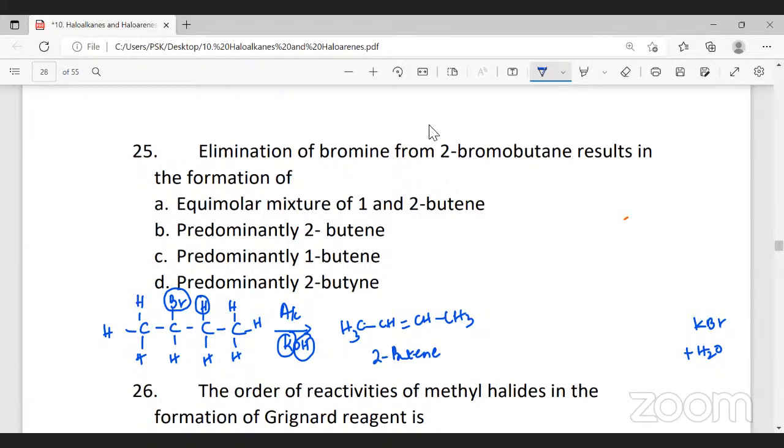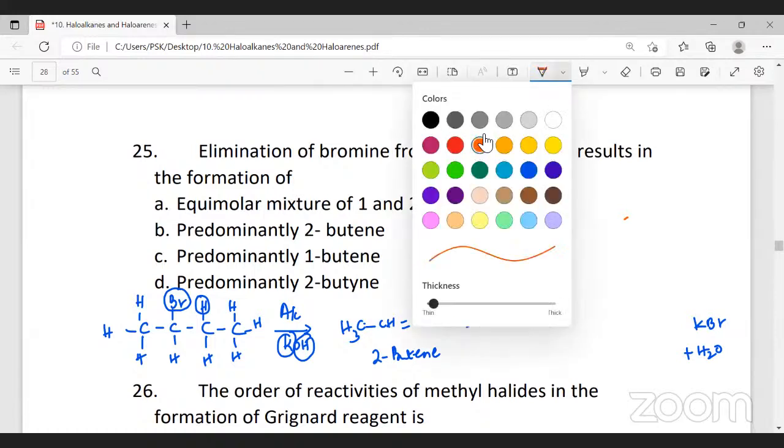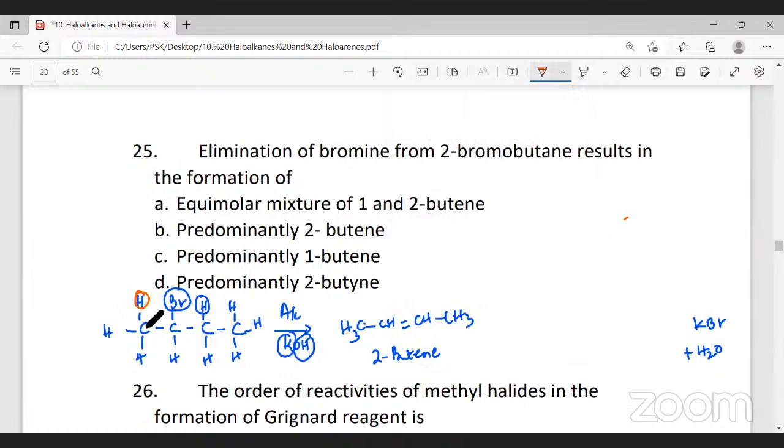In the second case, we will understand this. In the second case, instead of this hydrogen, one of these hydrogens gets eliminated. So what will be formed now? What will I get? I'll get CH2, I will have a double bond here, CH, and this CH2 will remain, CH2 and CH3. This is 1-butene.